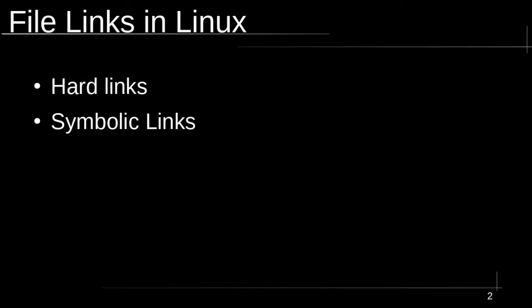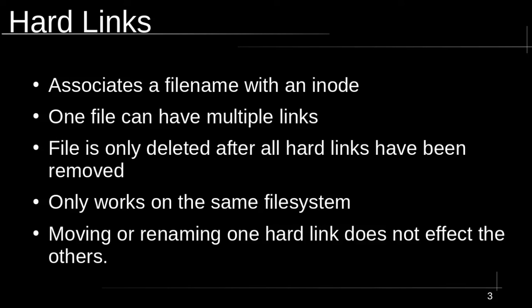There are two types of file links in Linux. There are hard links and also symbolic links, or symlinks for short. The first type of link is a normal link, often referred to as a hard link.